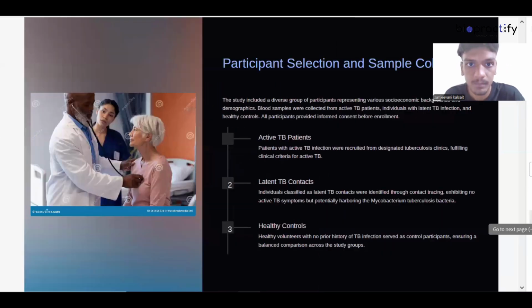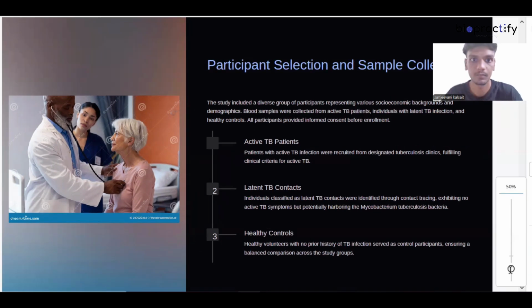Next is participant selection and sample collection. The study included a diverse group of participants representing various economic backgrounds and demographics. Blood samples were collected from active tuberculosis patients, individuals with latent tuberculosis infection, and healthy controls. All participants provided informed consent before enrollment.